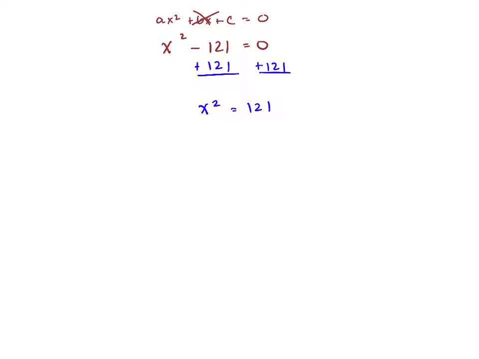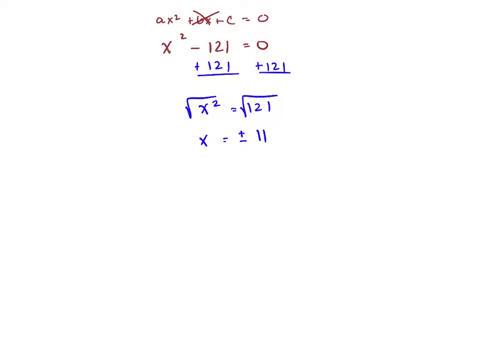Once x squared's alone, we just square root both sides. X equals, we go plus or minus, square root of 121 is 11. You can check that on your calculator. But that means the zeros where it crosses the x-axis are at 11 and -11.